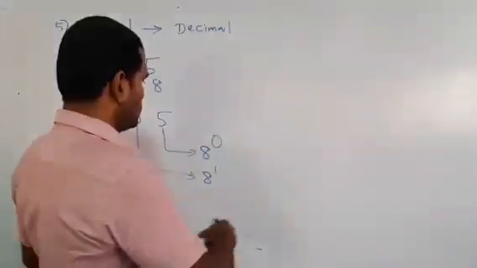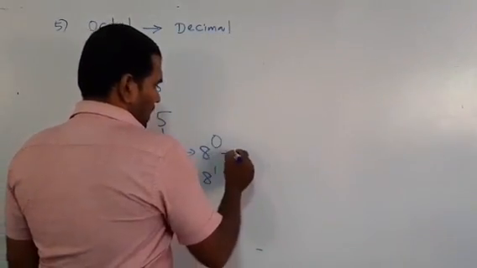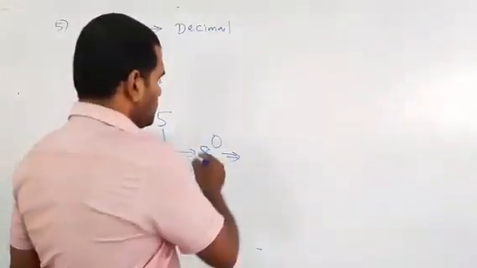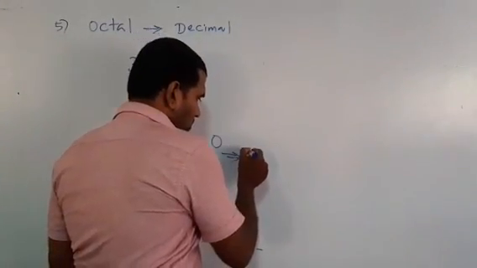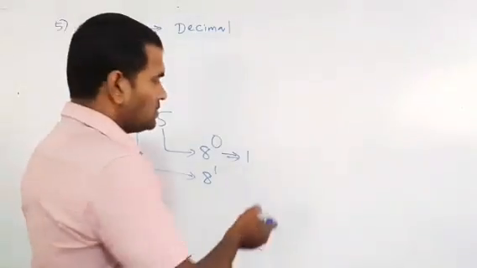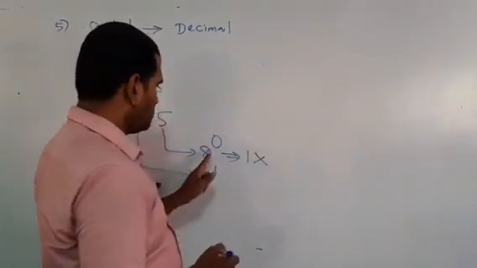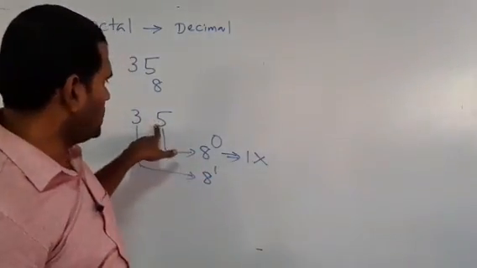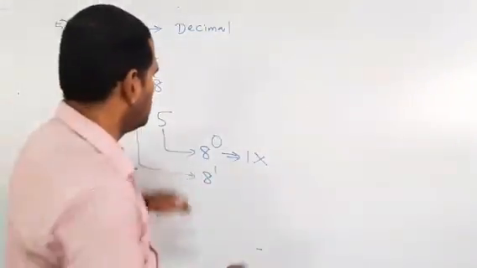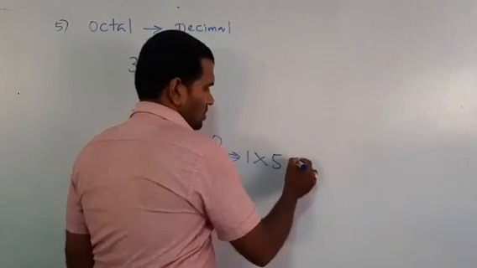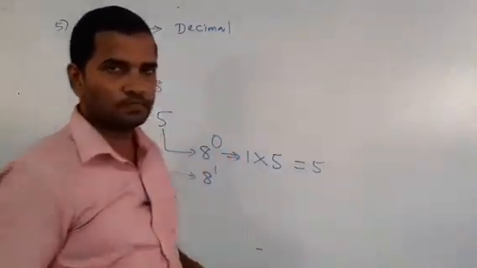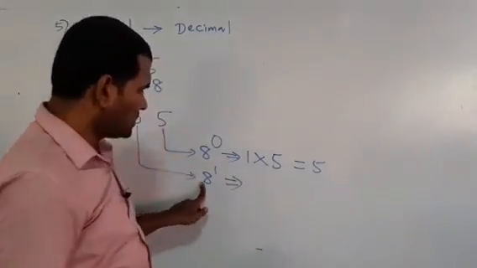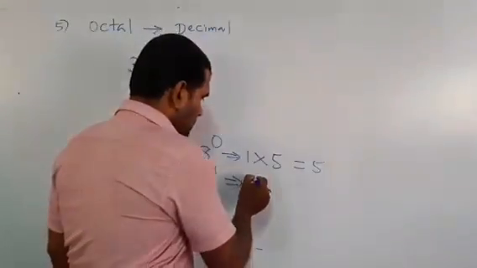So what's the next step? As we did earlier, you have to find out the value of this. 8 to the power 0 is always 1. This must be multiplied with this particular digit. This 5 belongs to the first position, so it is 5. Go to the second digit. Here it is 8 to the power 1. So it's 8.